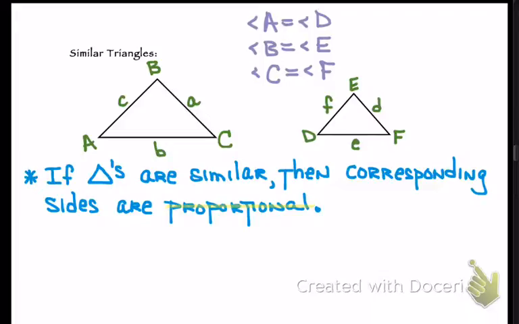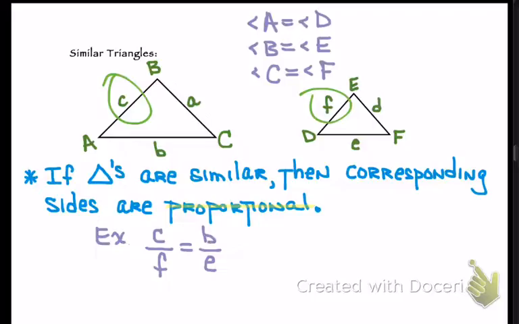Notice that I wrote angle A has to equal angle D. B has to equal E, and C has to equal F. Okay, so if those angles are equal, then how could we set up some proportions? I gave you some examples. Obviously, there are numerous ways to do this, so take a look. How I could set up a proportion, I could take C over F equal to B over E.